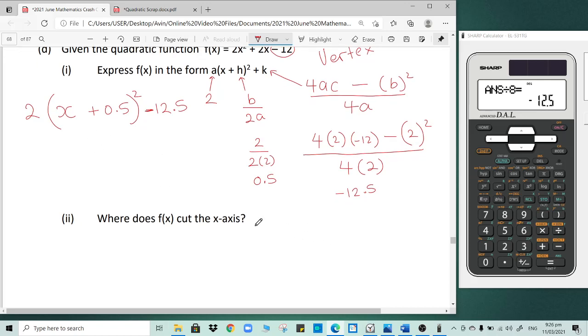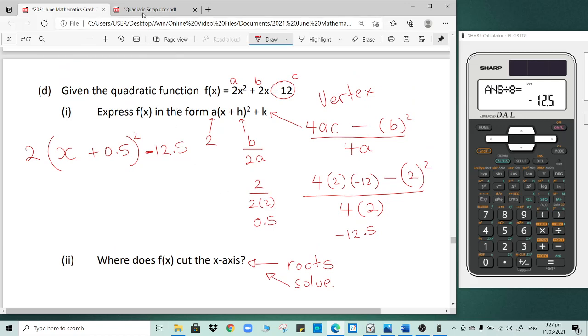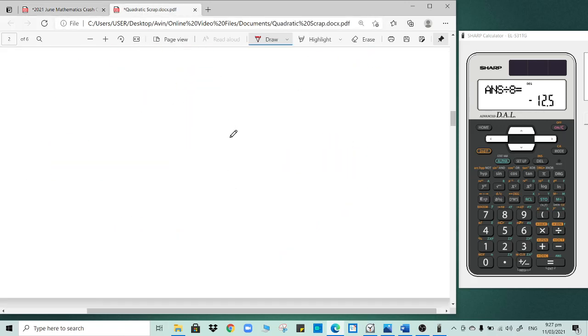Whenever they ask you where it cuts the x-axis, they could say, hey, where does it cut the x-axis? But they could also ask you to find the roots. Or they could say, solve the quadratic. Roots, solving, and finding out where it cuts the x-axis is the same exact question. And to do that, you can just use the quadratic formula.